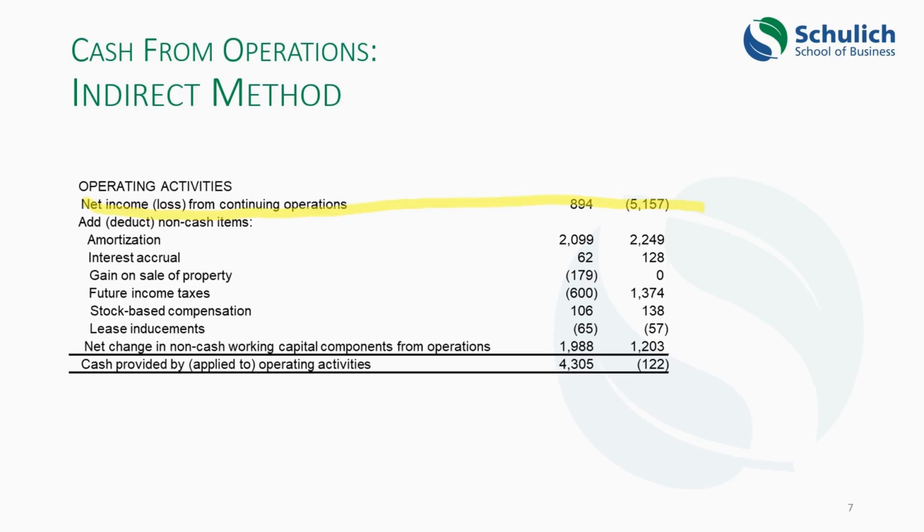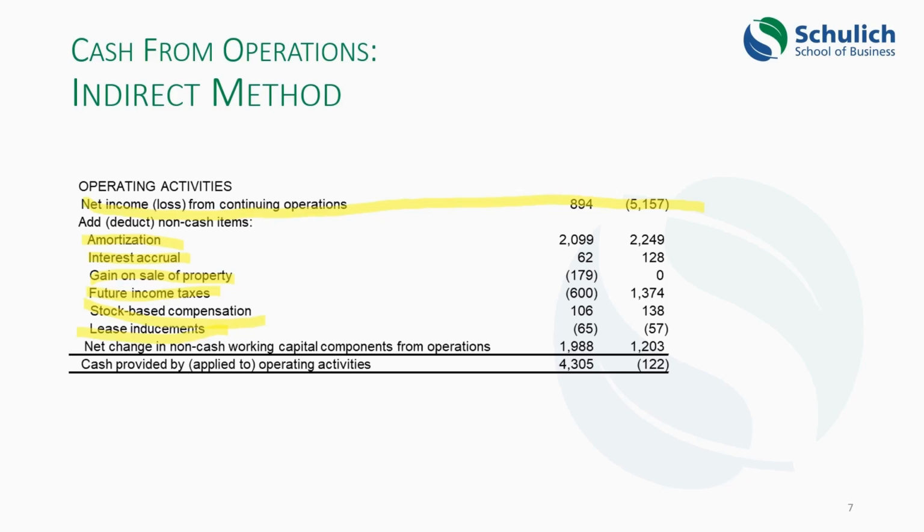Working from this number, then what you need to do is adjust it for the non-cash items. So you have amortization, interest accrual, gain on sale of property, future income taxes, stock-based compensation, lease inducements, all of those things are expenses or changes on the income statement that actually didn't involve cash. So whatever you saw there on the income statement has to be reversed in order to convert the net income number to cash from operations.